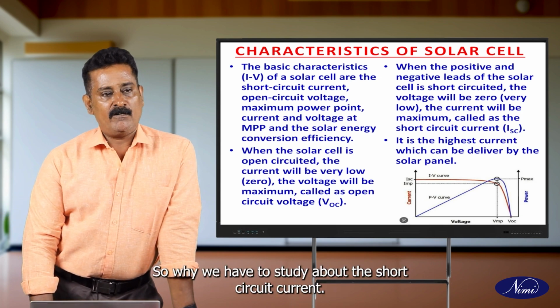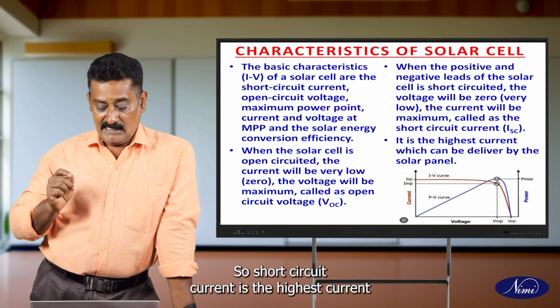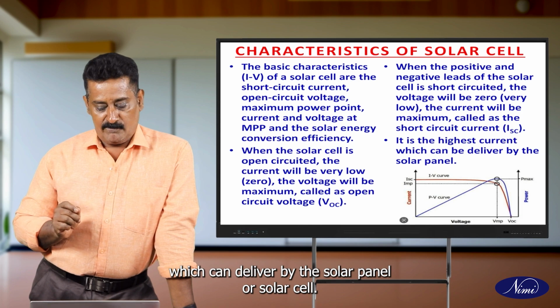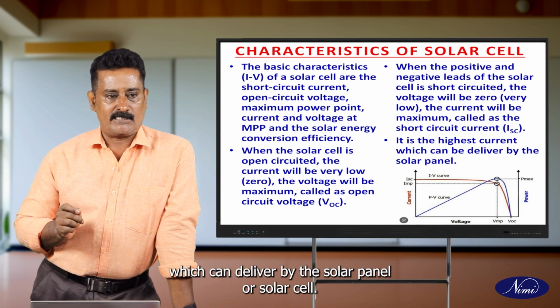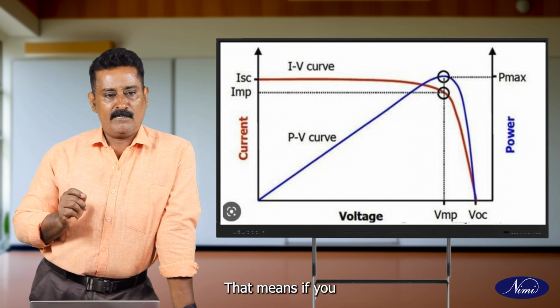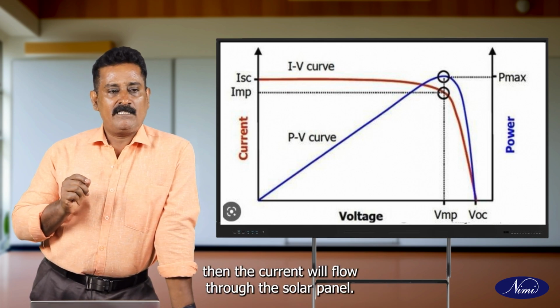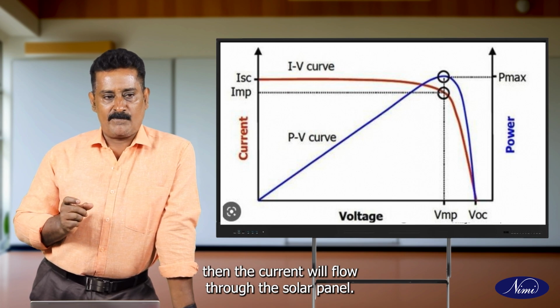So, why do we have to study the short circuit current? The short circuit current is the highest current which can be delivered by the solar panel. It is the highest current. When the solar panel is short circuited, that means if you short circuit the positive and negative terminals of the solar panel, then the current will flow through the solar panel.